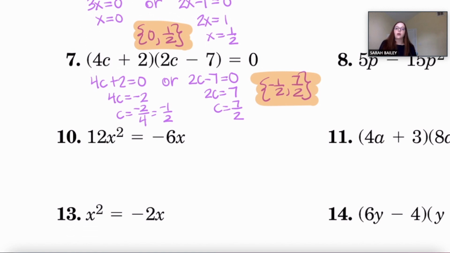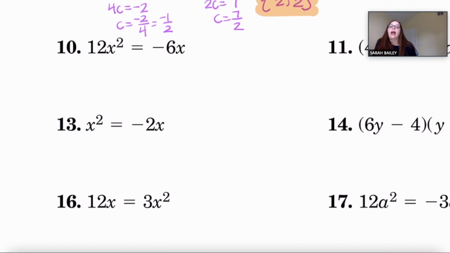Okay. Now, number 10, this equation is not set equal to 0. How could I get it so that it was equal to 0? Well, if I add 6x on both sides, remember they're not like terms, so that'd be 12x squared plus 6x. And then on the right side, I'd be left with nothing or 0.